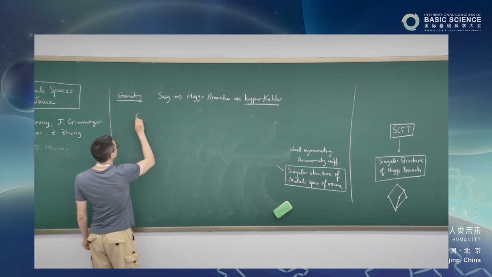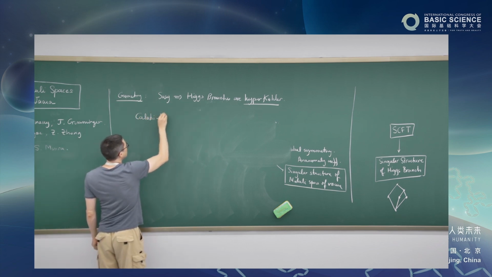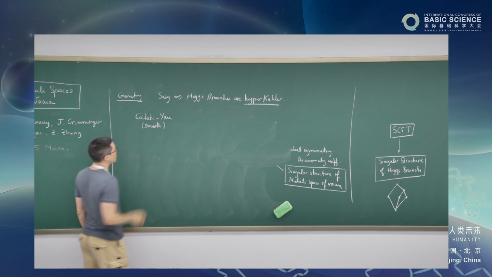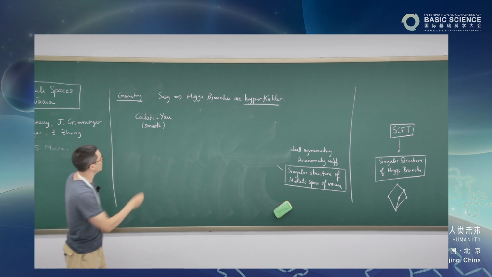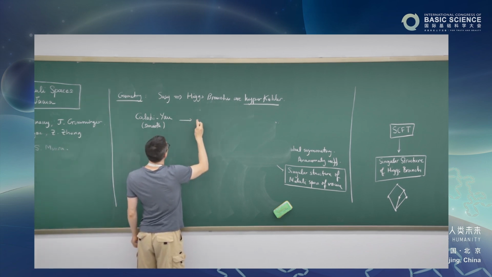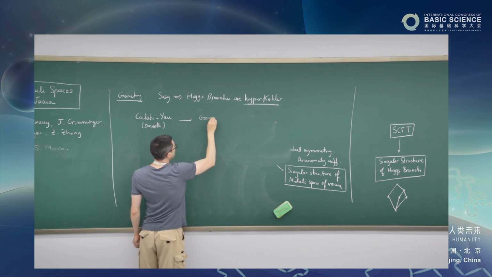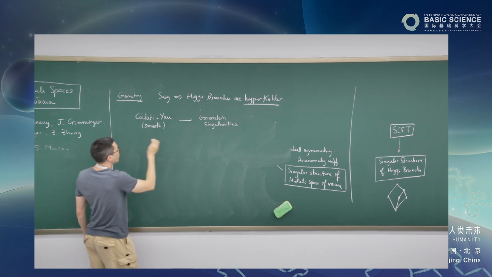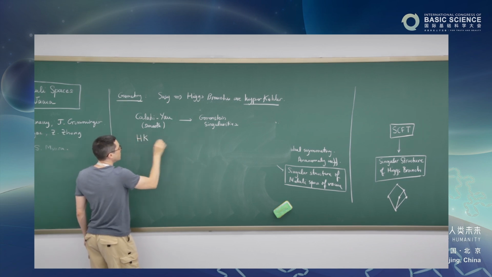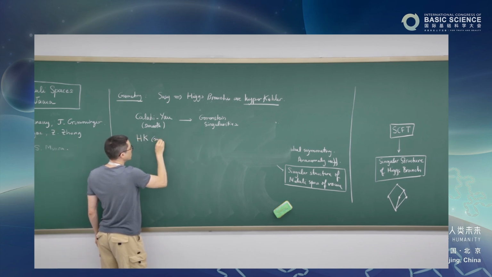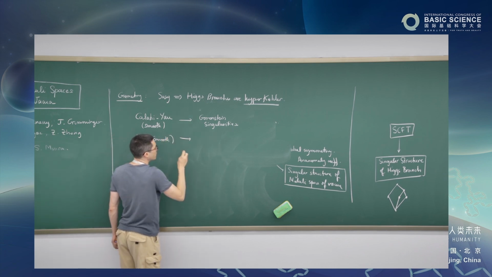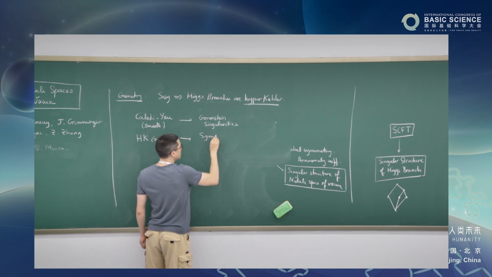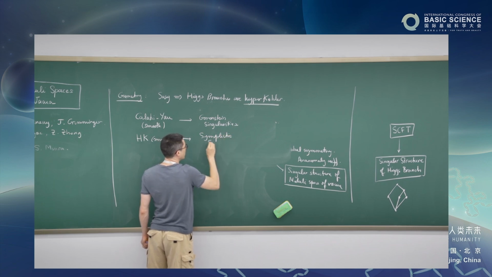So as you know, there is Calabi-Yau. This is the smooth version. And to this corresponds a singular version, which are Gorenstein singularities. Now, in the same way, for hyperkähler, this is also smooth, there is a singular version, which is called symplectic singularity.